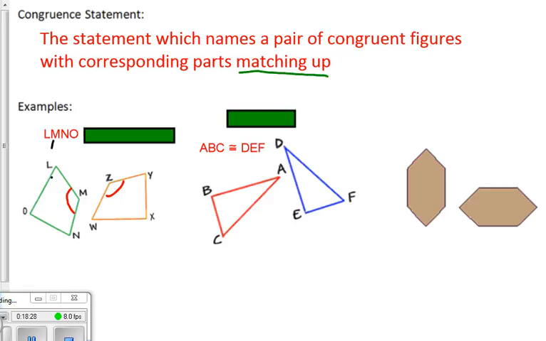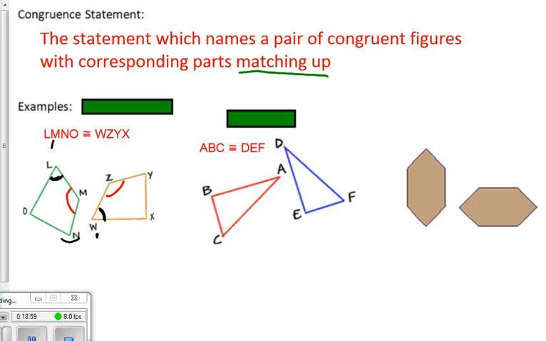Our first letter was L, so we need to match L with the one that's right next to this red angle, and it looks like it would be the smaller of the two. It's not quite as big as this angle. So in this case, it looks like this is our smaller angle. So L has to match with the W. So when we make our congruency statement, we would say LMNO is congruent to WZYX.